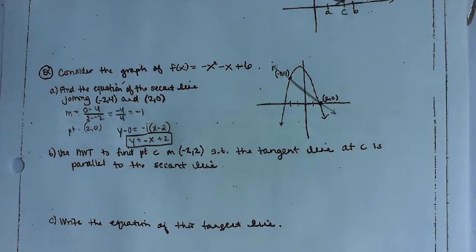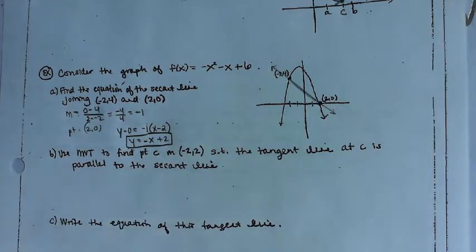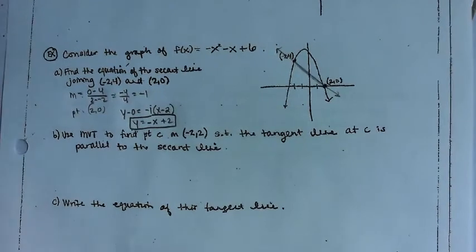Zach, what'd you get? Y equals negative x plus 2. Anybody get anything different? Good. So there's our secant line. Very good.